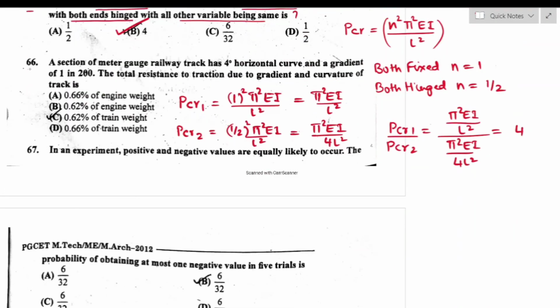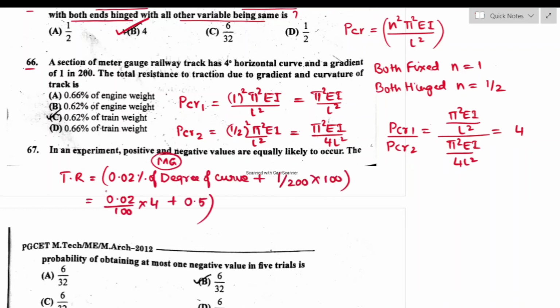Question number 66. A section of meter gauge railway track has a 4-degree horizontal curve and a gradient of 1 in 200. The total resistance to traction due to gradient and curvature of the track is. Total resistance due to traction is equal to 0.02% of degree of curve, which is equal to 0.62% of weight of train. Right answer is option C.